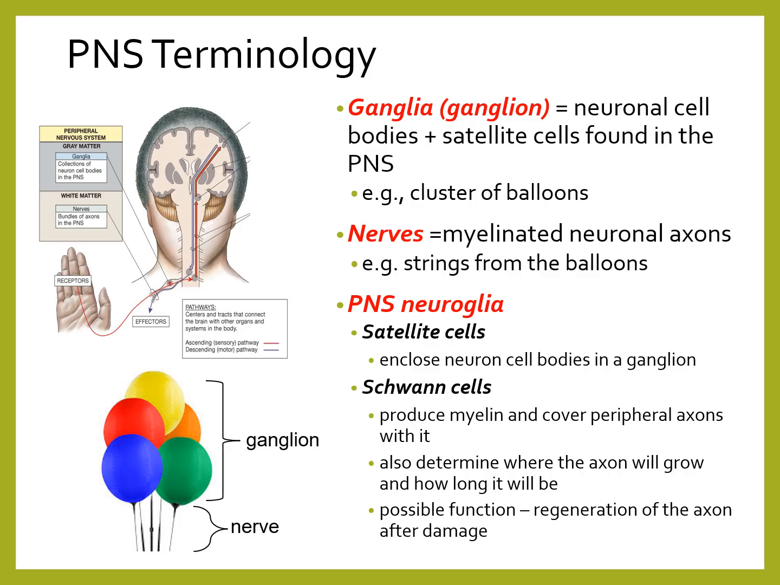I want to remind you that the neuroglia of the peripheral nervous system are the satellite cells and the Schwann cells. The satellite cells are going to function sort of like the astrocytes do in the central nervous system. They help enclose or glue the neuronal cell bodies together to form a ganglion. And the Schwann cells are there to provide two functions. Number one, they produce the myelin sheath, which is wrapped around the peripheral axon. And the second function they also do is they help guide the axon as it grows out from the neuronal cell body. So they help tell the axon where it's going to grow and how long it is going to be.